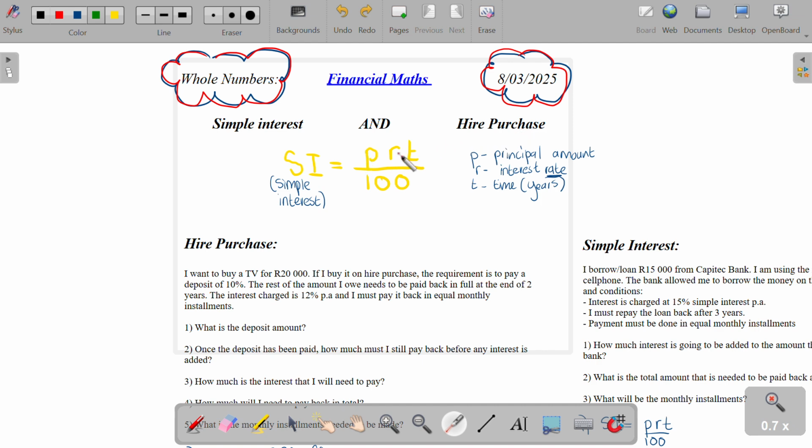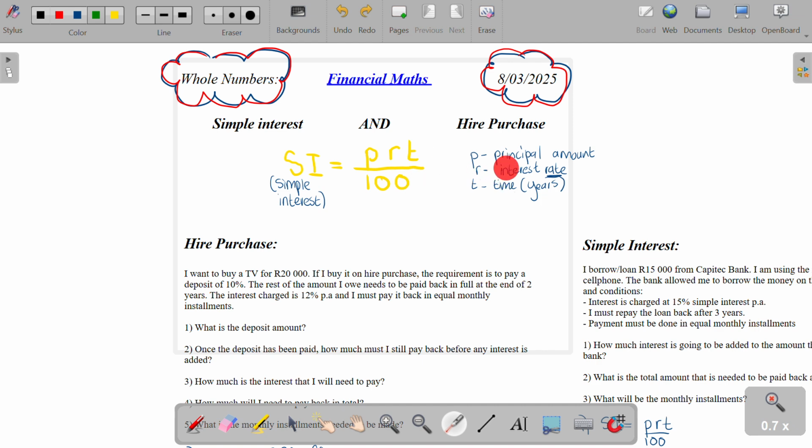So, guys, the magic formula that we need to always know for this topic is the simple interest formula, which is PRT over 100. So remember, P stands for the principal amount, and what that means is, depending on what situation you're dealing with, it will either be the loaned amount or the borrowed amount that you're borrowing from a bank or company, or it's going to be the amount that you are investing, so the amount that you are putting into a bank or a company for investment purposes.